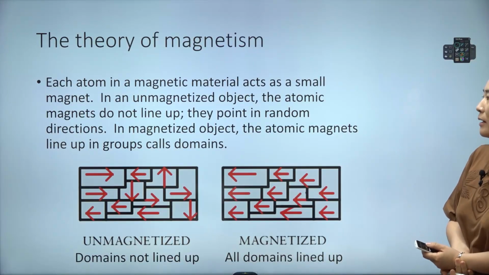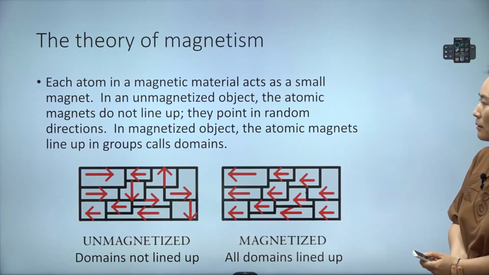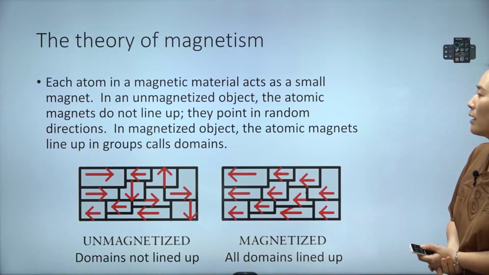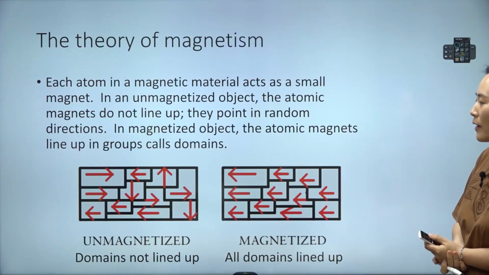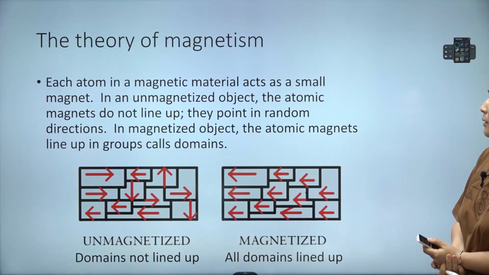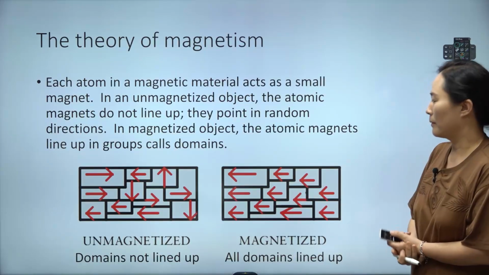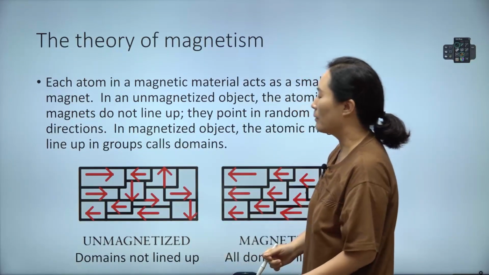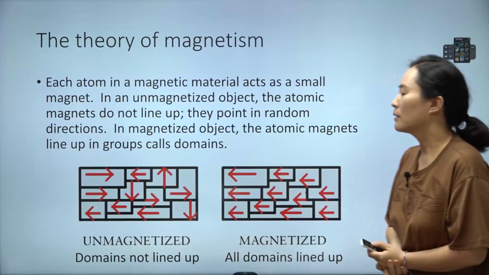So what's the theory behind it? Each atom in the magnetic material acts as a small magnet. In an unmagnetized object like this, the atomic magnets do not line up. They point in random directions. In a magnetized object, the atomic magnets are lined up in groups called domains. So it's all lined up, and then we say this is magnetized. If the domains are not lined up, and are heading in all different directions, we say this is unmagnetized.